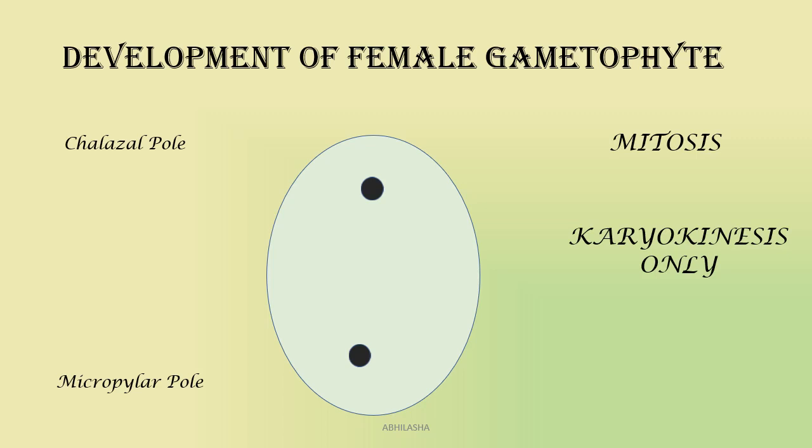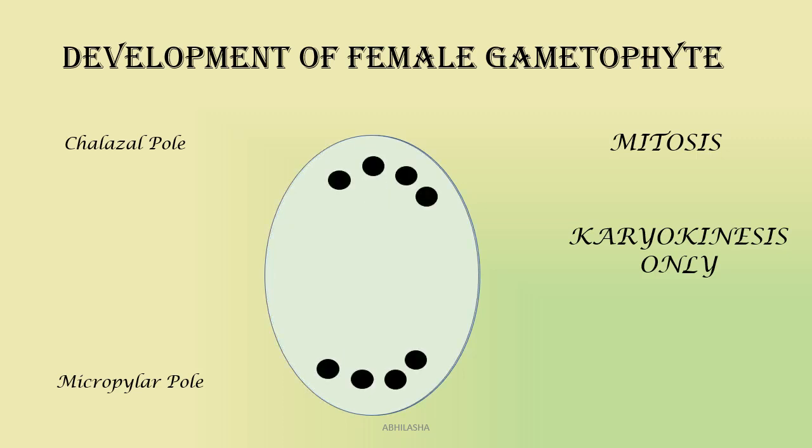Now these two nuclei divide twice again to form 2 and then 4 nuclei. So overall 8 nucleate stage is reached. Once this is done, 1 nucleus from each pole moves to the center. Remember this, 3 nuclei at each of the poles and 2 nuclei in the center. Now at this stage you have a structure with 8 nuclei, single cell, 8 nuclei.